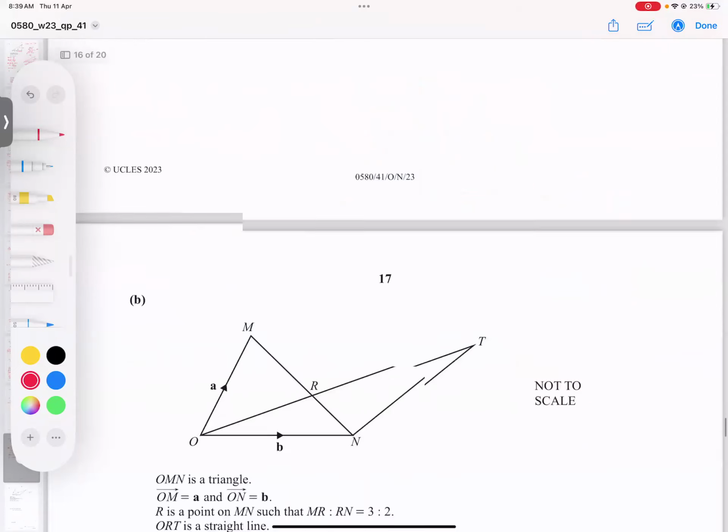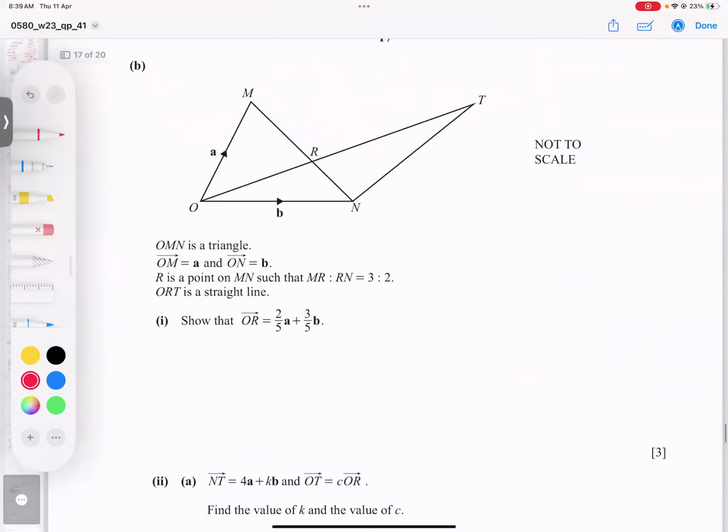And let's go for the next part. I think this is over. Yeah, the next part is B here.